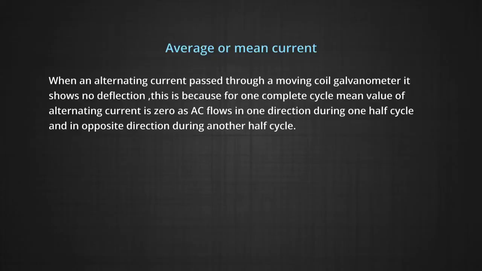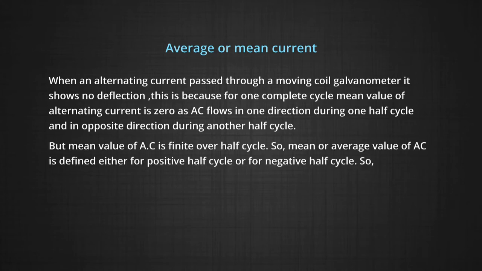When an alternating current passes through a moving coil galvanometer, it shows no deflection. This is because the mean value of alternating current over one complete cycle is 0, as AC flows in one direction during one half cycle and in the opposite direction during the other half cycle. But the mean value of AC is finite over a half cycle. So, the mean or average value of AC is defined either for the positive half cycle or for the negative half cycle.